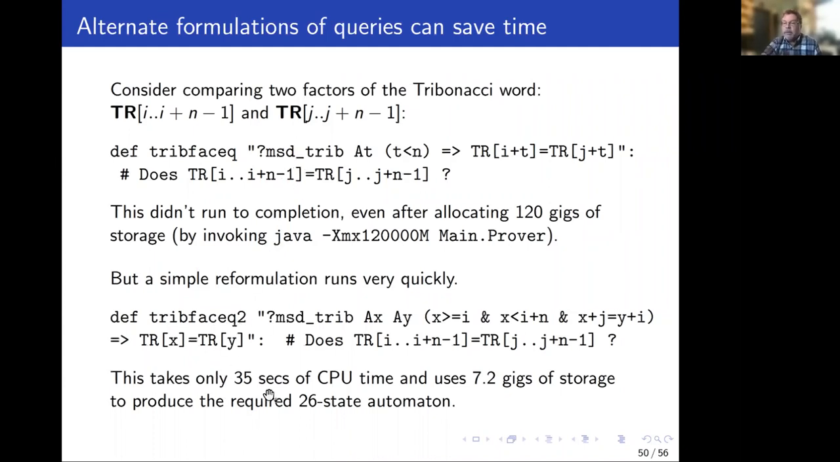And this only takes 35 seconds of CPU time and uses only 7.2 gigs of storage and gives you back a 26-state automaton. So I guess the lesson is that, like many things, you need to sometimes go at it from the side rather than head on to get what you want.